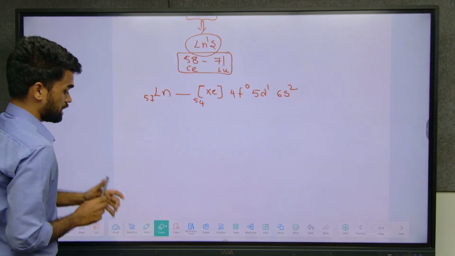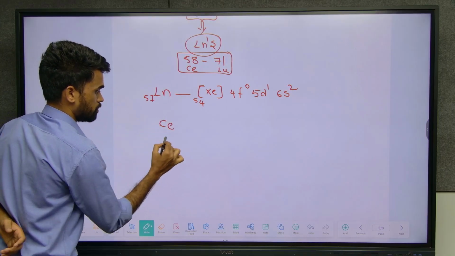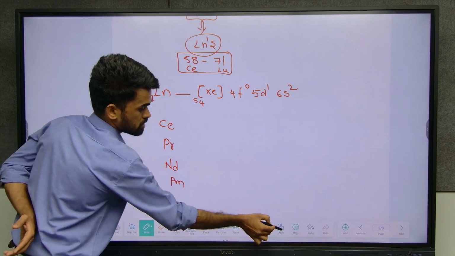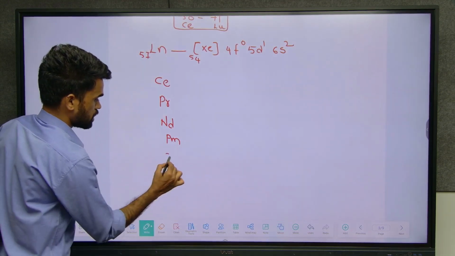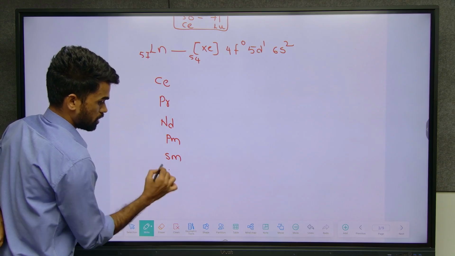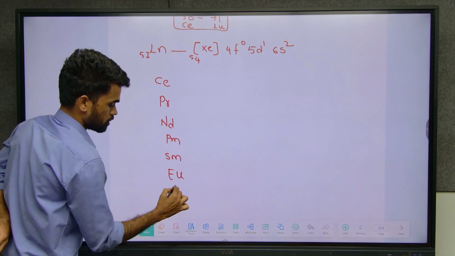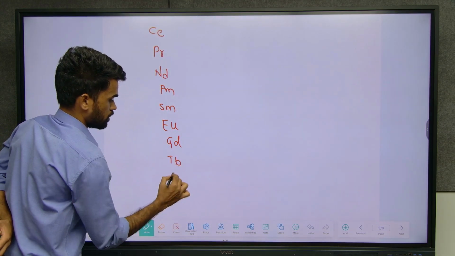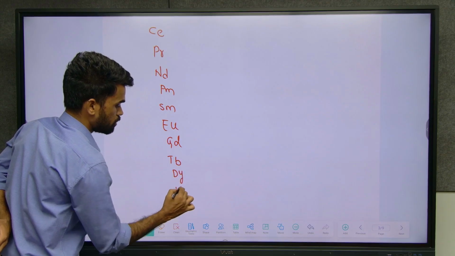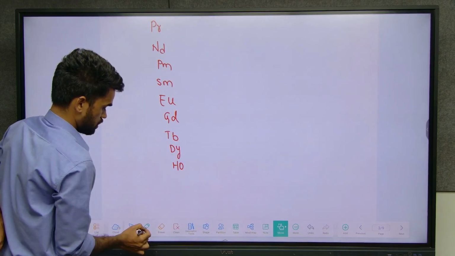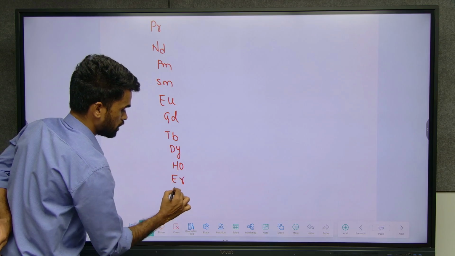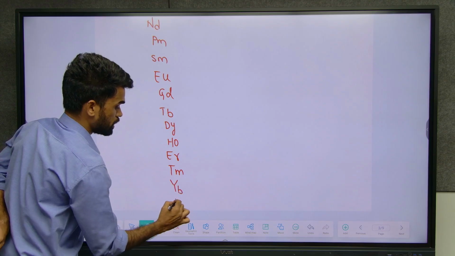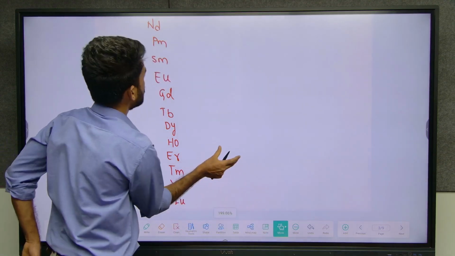Tell me now what are the lanthanide elements we have? Lanthanum, cerium, praseodymium, neodymium, promethium, samarium, europium, gadolinium, terbium, dysprosium, holmium, erbium, thulium, ytterbium, lutetium. So now how can you remember this without looking into the books?